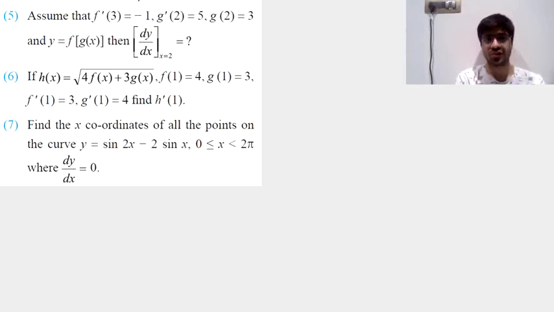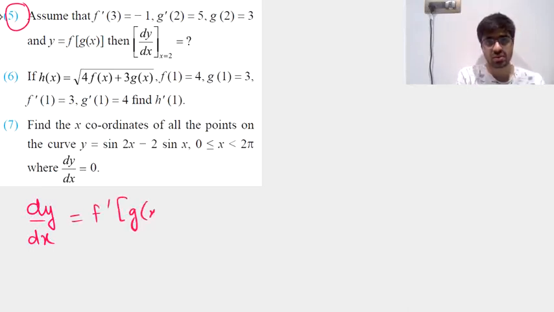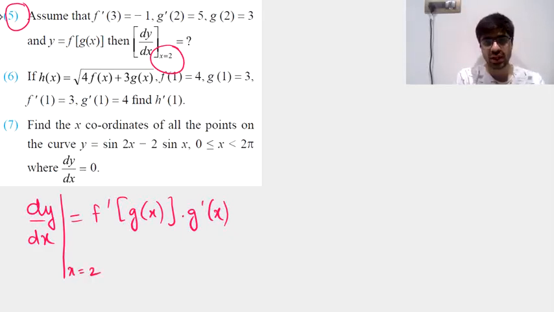Let's continue with the fifth question. Now these are the last three questions in this exercise. So the fifth one, f dash of 3 is minus 1, g dash of 2 is given, g of 2 is given, and y is f of g of x. So you need dy by dx. So dy by dx will be f dash g of x into g dash x. But because you want dy by dx at x equal to 2, we will put x as 2 right here.